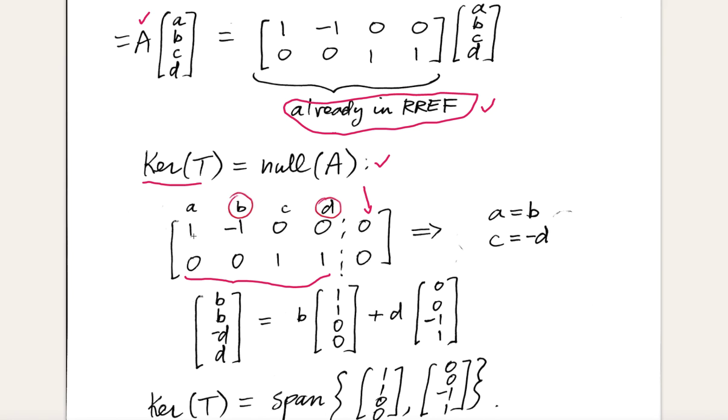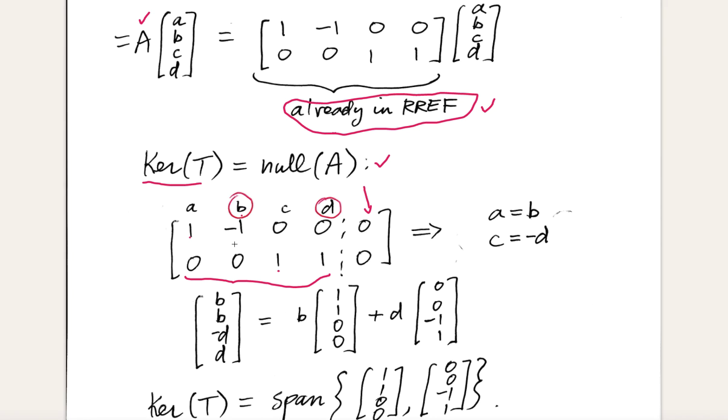Notice here that the rank of this matrix is actually 2. Again, I already said it's in row reduced echelon form. The free variables would be b and d, because the pivot variables would be a and c. When we solve problems like this, what we typically do is solve everything in terms of the free variables.